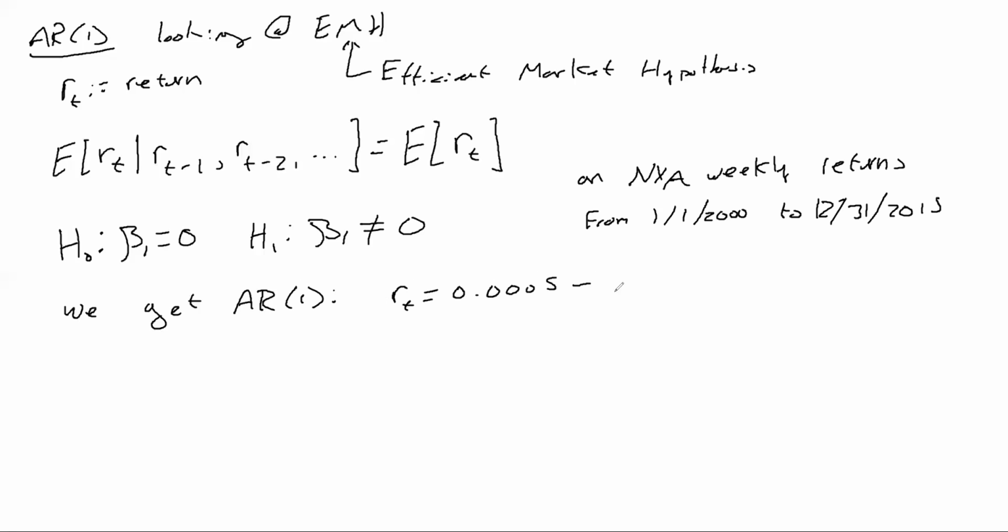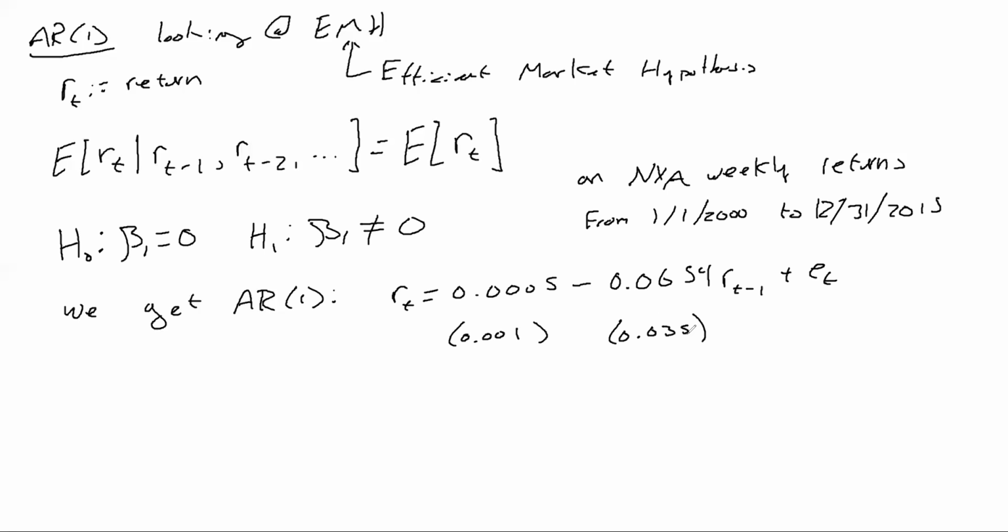So we get our first order autoregressive model: RT is equal to 0.0005 minus 0.0654 times RT minus 1, plus ET for error. The standard error for our intercept is 0.001, and the standard error for our coefficient is 0.035. Again, this is for weekly New York Stock Exchange returns in this given period.